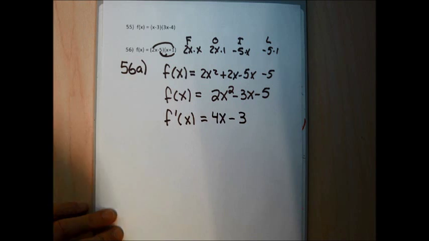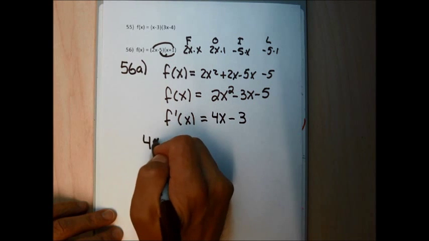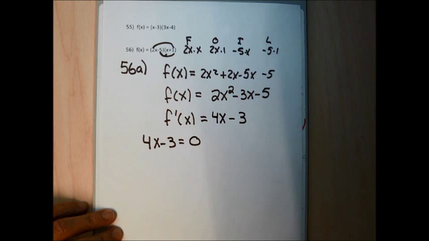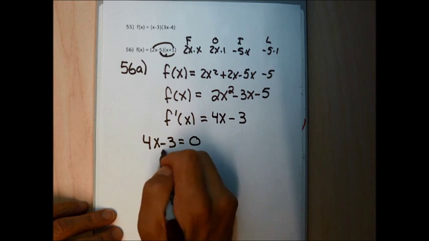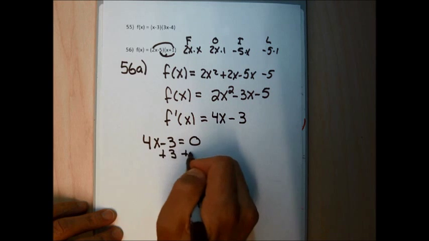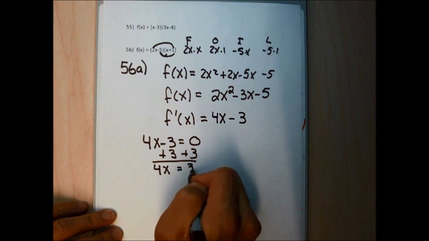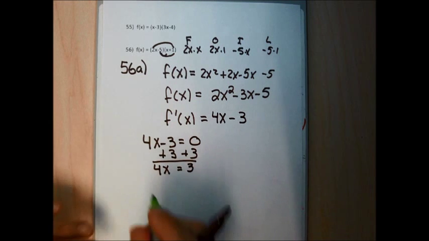So that's the derivative. To find the values of x where I have a horizontal tangent, I need to take the derivative and set it equal to 0. This is going to involve taking 4x minus 3 and setting it equal to 0. To do this, I add 3 to both sides. That gives me 4x equal to 3.